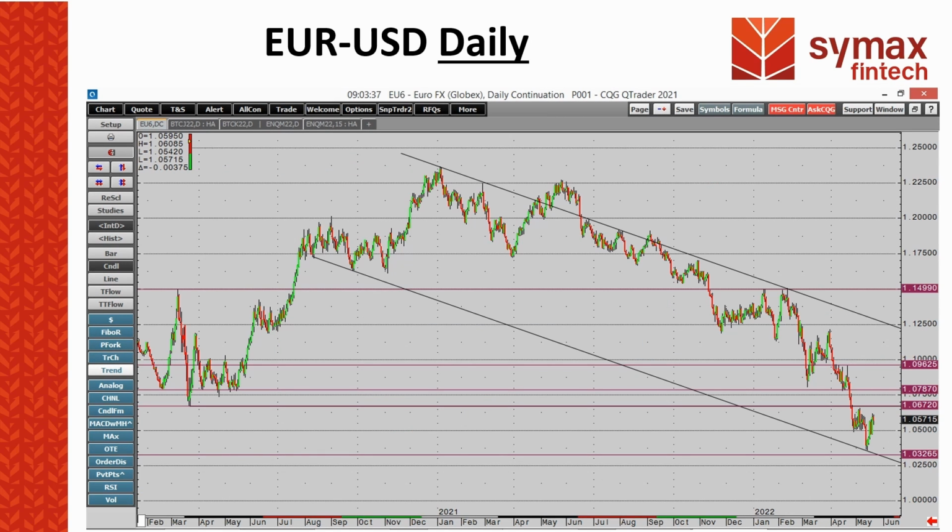This is the euro on the daily. Sometimes I do the weekly, but this is actually on the daily. I've got that downtrend in there. Again, support and resistance levels. And just remember, some of those horizontal lines where you've got those downtrend lines are cutting through there. It's just to give you the price of what that would actually be on there.